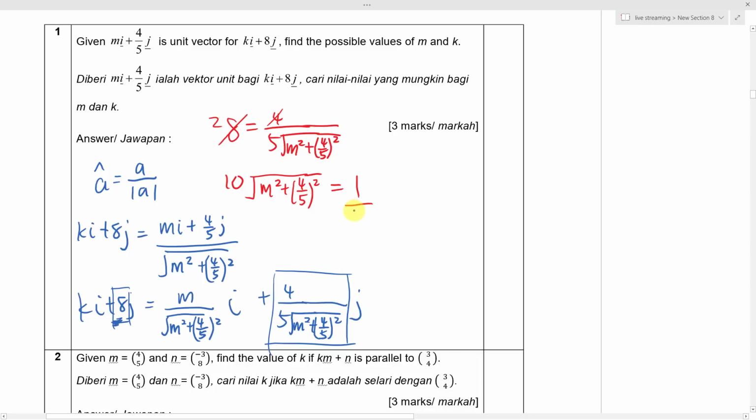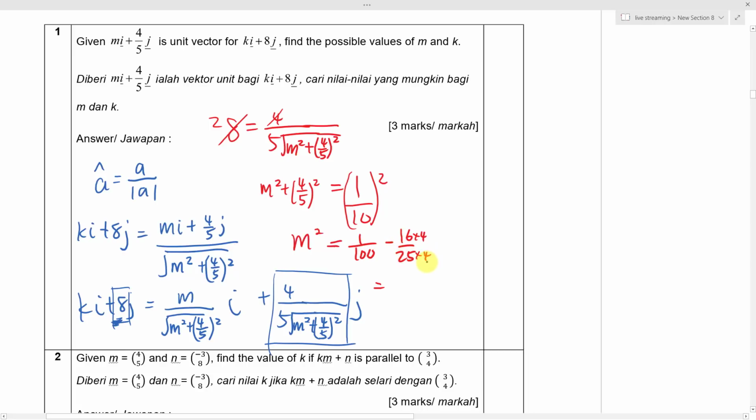I will move the 10, so it's over 10, right? And then I will move the square root, so it becomes a square. Then m square will equal 1 over 100 minus, I'm going to move this one, which is 16 over 25. This one I'm going to multiply by 4 to get the same denominator.